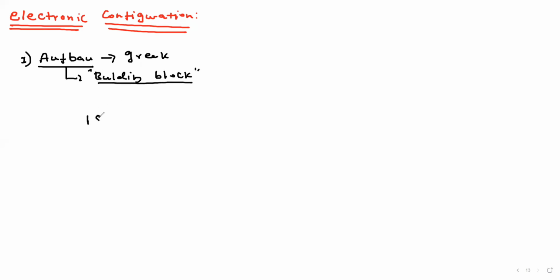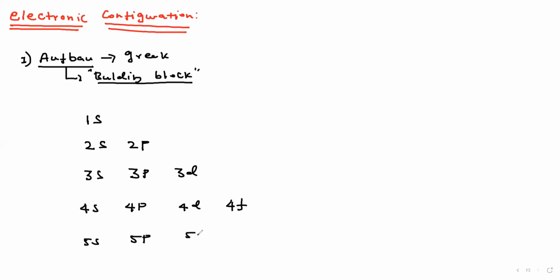This one we know. Here 2s and 2p. Here 3s, 3p and 3d. This is 4s, 4p, 4d and 4f. In this case, this is 5s, 5p, 5d and 5f. Okay. Now, how to represent?